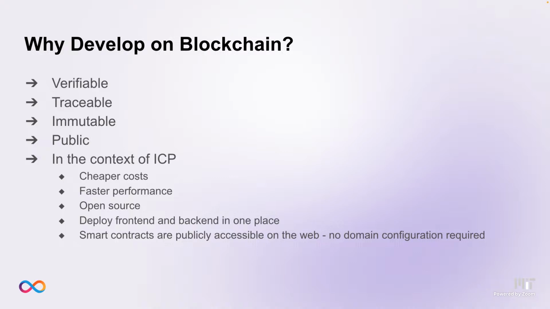All of our code is open source, and you can deploy your front end and back end in one place. You don't have to manage two different deployments. You deploy one project and it has the front end and back end in one location. All of our smart contracts are publicly accessible on the web. As soon as you deploy to the mainnet, you have a shareable link that you can send to anyone in the world that's hosting the front end of your application. You don't have to configure any domain hosting, routing, or any of the traditional stuff that comes with hosting an app.